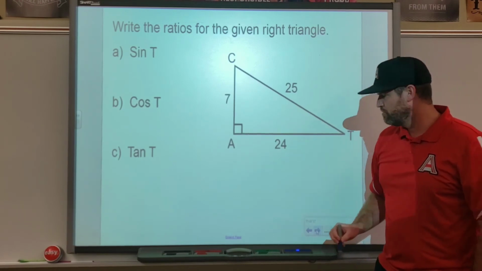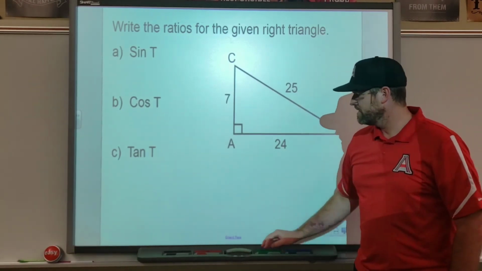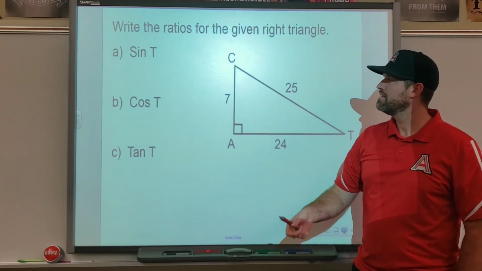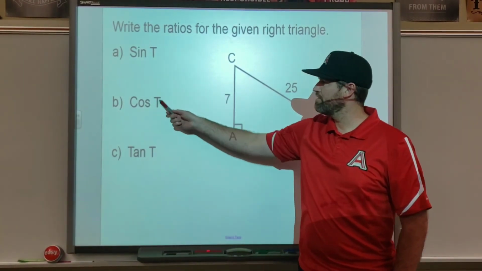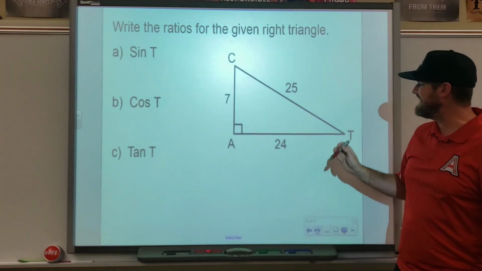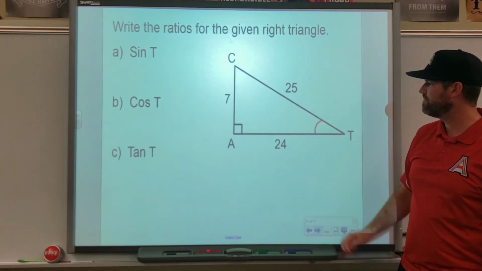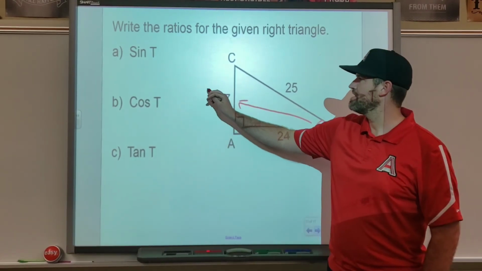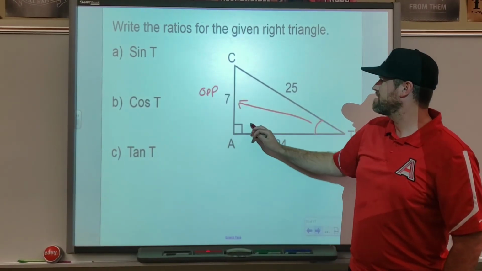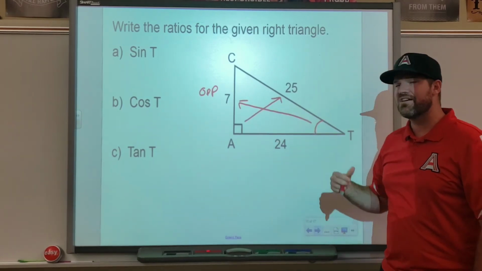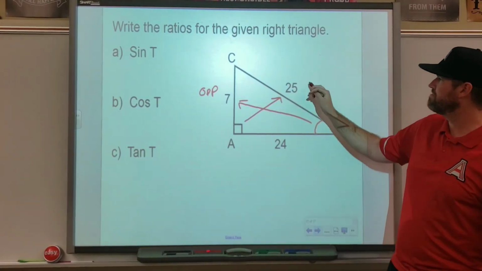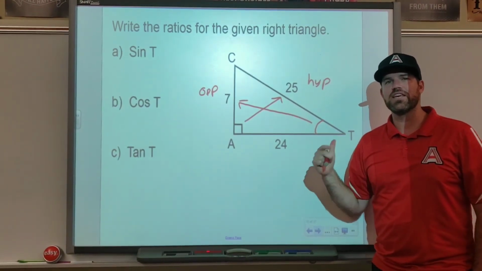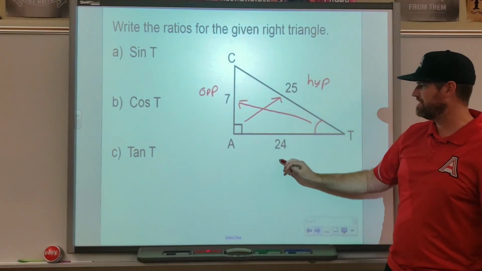All right, let's have you do most of this one. First thing I'm going to do is label my opposite, hypotenuse, and adjacent. And we know that the angle that our theta is going to be is angle T. So I'm going to go find angle T. This side right here is called the opposite. The side across from the right angle is our hypotenuse. And the leftover side is called the adjacent.